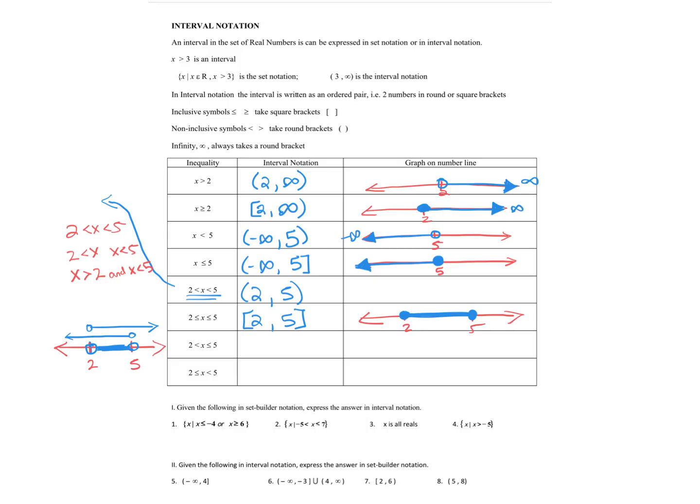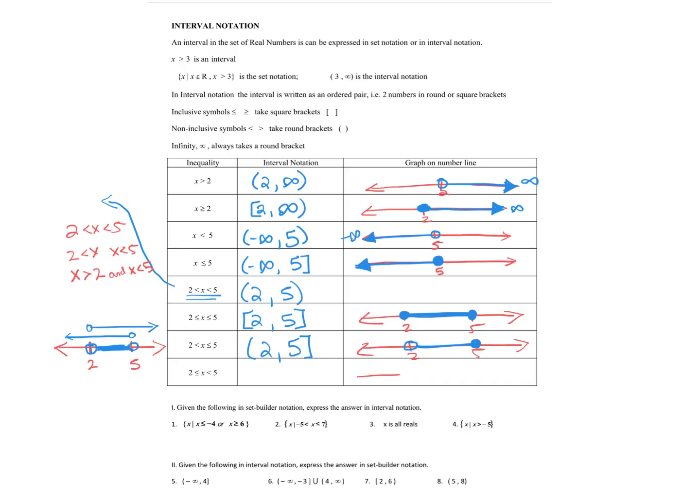It doesn't have to be the same. We'll see on these last two. One of them can be open, one of them can be closed. So same number line, same numbers. This time it says 2 is less than x, so that's an open circle at 2. And x is less than or equal to 5, so there's a closed circle there. We connect them. So the open circle gives us a parenthesis, and so we have a parenthesis 2. It stops when we get to 5, and that has a bracket because it has a closed circle.